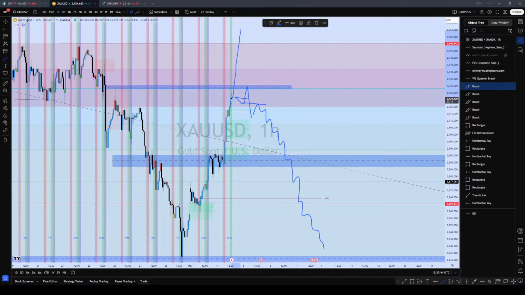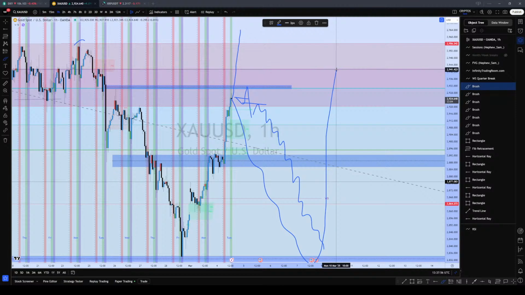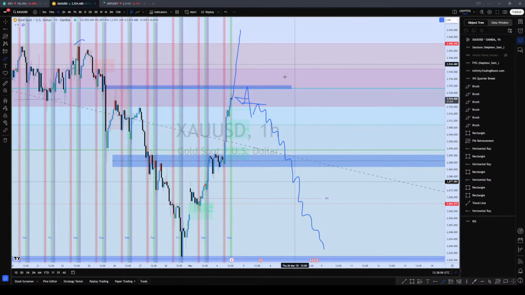Now, seasonally, we do form a seasonal high in February. So based on seasonality, we can say this might be a seasonal high, and then it will go down, and then it'll come back up. Because it's bullish, if we go down, we will still come back up. But are they going to go down from here? That I don't know. So let's wait and see.